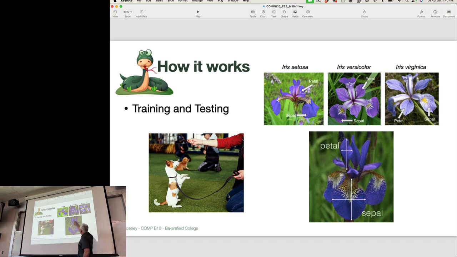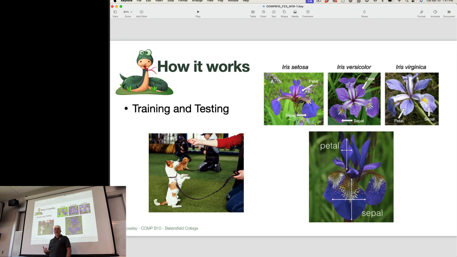And that is, if you measure the height or the length and width of a petal, and you measure the length and width of the sepal, and you plug those into a machine learning algorithm, it can actually tell you with a high degree of certainty which is which. It makes sense of that data. And the way machine learning works is kind of like this.